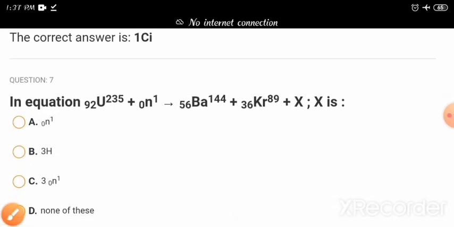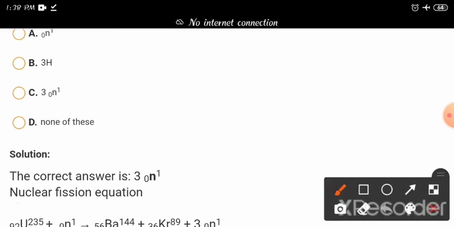Now question 7: in the reaction of uranium 92 plus neutron n^1 to get barium 56, krypton and x, what is x? So uranium plus n^1 gives us barium with atomic number 56 and mass number 144. Now the correct option is 30 and to the power 1, that means option number C. Option number C should be the correct answer.